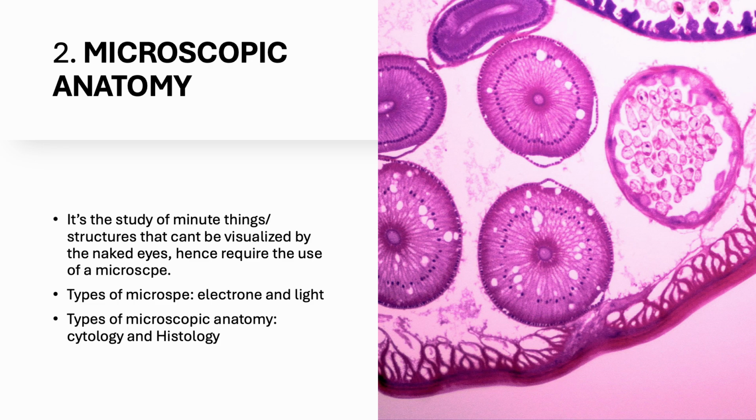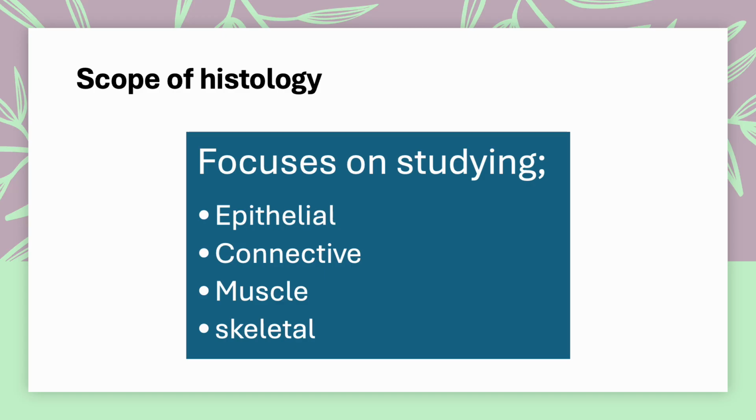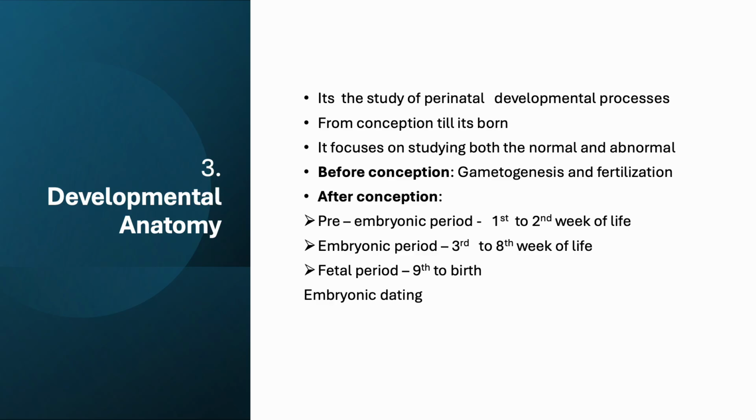Microscopic anatomy is the study of minute structures that can't be visualized by the naked eye, hence we require the microscope. We have two types of microscope, the light and the electron microscope. These help in studying cells, that is cytology, or tissues, that is histology. The scope of cytology involves cell structure, cell adaptation, cellular genetics, and cell cycle and division. The scope of histology focuses on the four basic types of tissues: epithelial, connective, muscular, and nervous tissue.